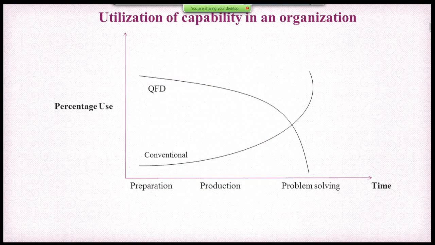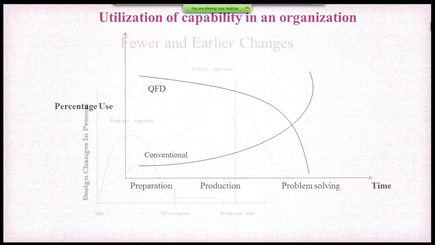We can see here that in the conventional model, the preparation and production stages are shorter because not much planning is done in the conventional stages. Whereas in the QFD, more planning is done in the preparation and production stages. When it comes to the problem solving stage, the conventional approach takes a lot of time. This is because there is no proper planning in the initial stages. Whereas in the QFD approach, because there was good and proper planning in the initial stages, the problem solving stage will take less time.